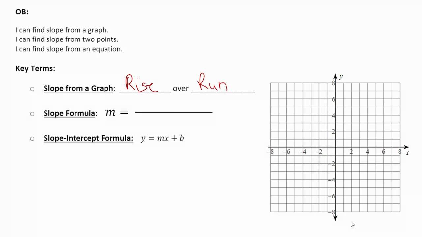We also use the equation y2 minus y1 over x2 minus x1. Slope-intercept form is different than slope, but it's a good form because we can identify the slope right from the equation. It's going to be the value that's multiplying x. So if I have 2 points on here, let's say point A and point B, and I have a line, I can determine the slope of that line using rise over run.